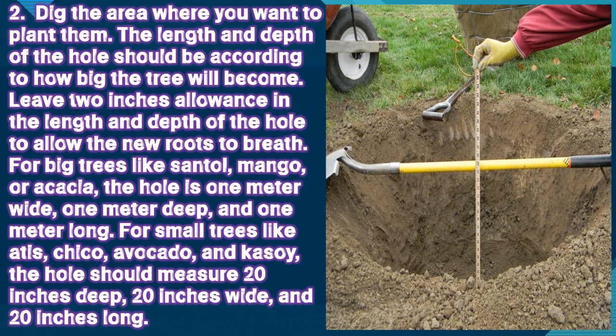2. Dig the area where you want to plant them. The length and depth of the hole should be according to how big the tree will become. Leave 2 inches allowance in the length and depth of the hole to allow the new roots to breathe. For big trees like santal, mango, or acacia, the hole is 1 meter wide, 1 meter deep, and 1 meter long. For small trees like ATIS, chico, avocado, and kahoy, the hole should measure 20 inches deep, 20 inches wide, and 20 inches long.